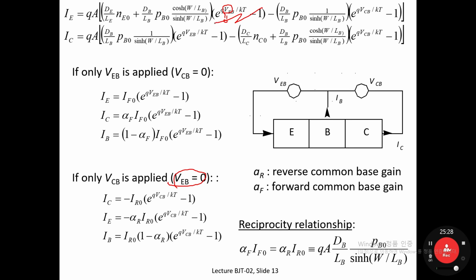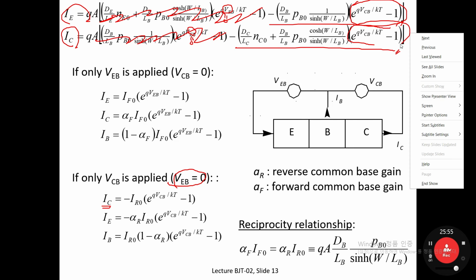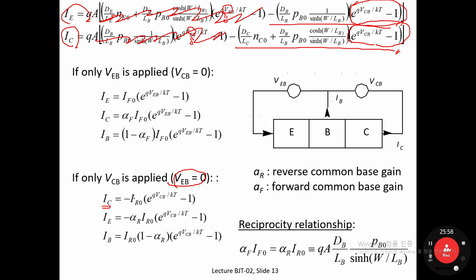Plug in zero value into the VEB here. Then this whole term is gone. And what about here? Zero. Then all the terms are gone. Then IC is equal to this guy, and IE is equal to this guy. But take a look at this term, exponential QVCB over KT minus 1, and another one. Those two are common, right? So you can clearly see that this and that are common terms for IC and IE.